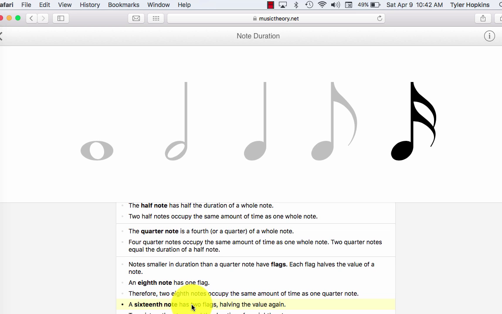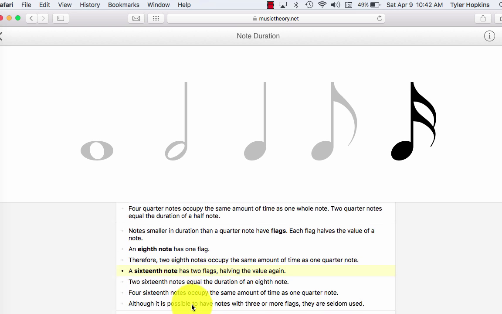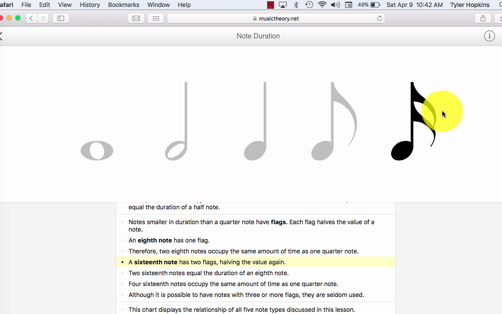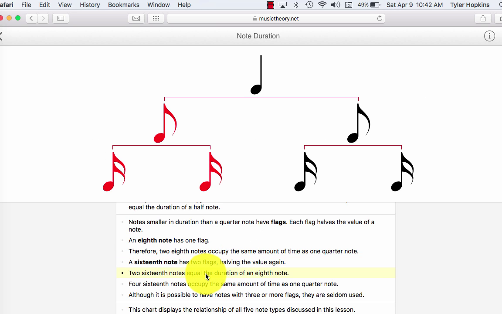A 16th note has 2 flags, halving the value again. As you can see here, off of the stem of the note, we have 1, 2. 2 16th notes equal the duration of an 8th note. As you can see here, we have 2 16th notes and 1 8th note. These are equal to 1 quarter of a beat.